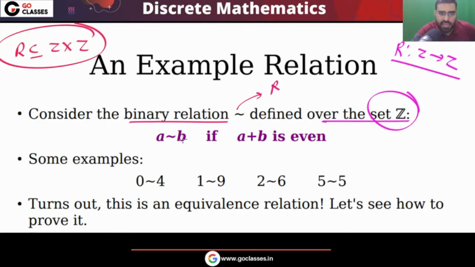Now this is saying that a is related to b if a plus b is even. You can easily see that 0 is related to 4, 1 is related to 9, because 1 plus 9 is even, 2 is related to 6, 5 is related to 5. So you can easily see.